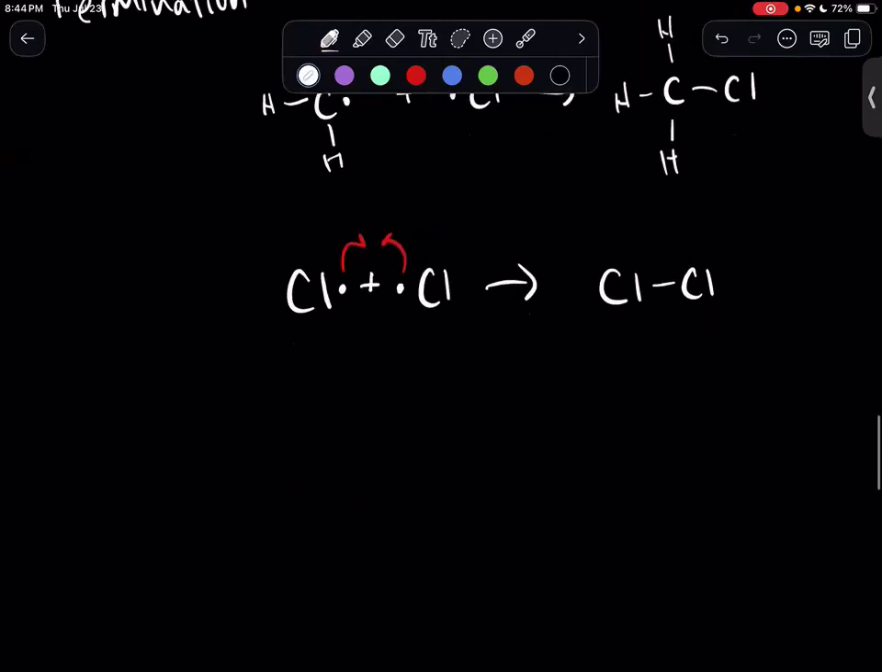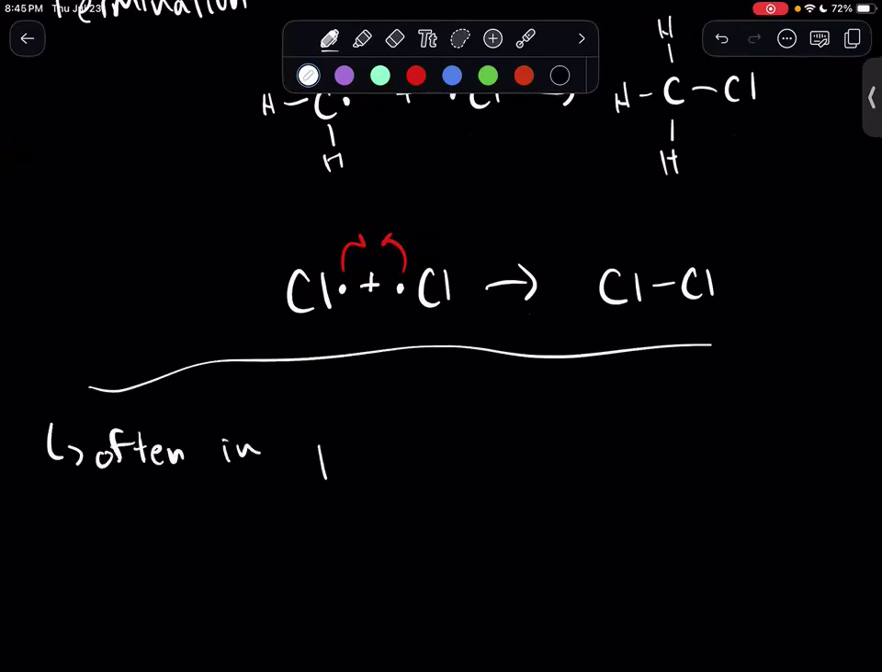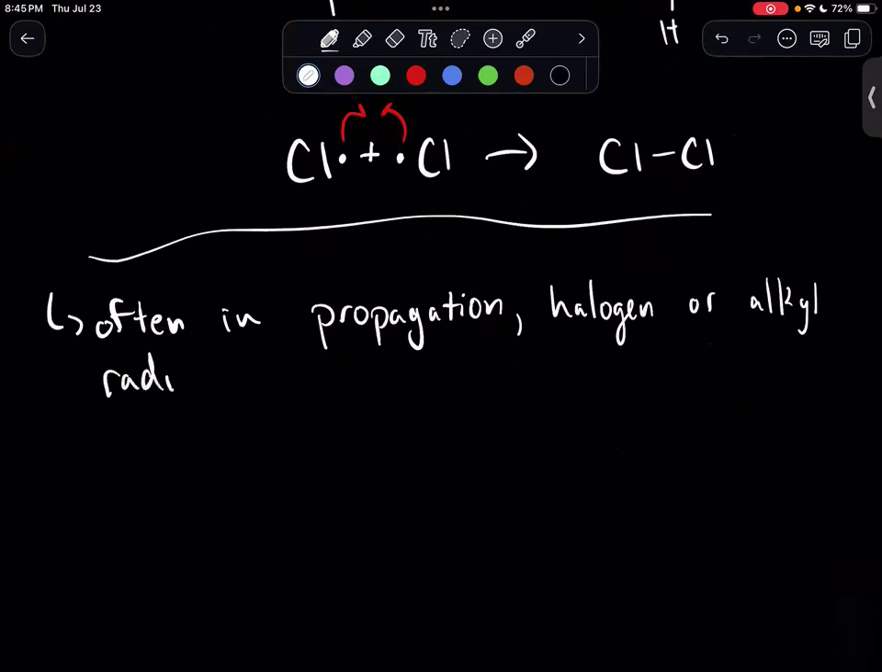Now, one thing you'll notice is that often in propagation, the one radical we pretty much never form is hydrogen. So we generally make halogen or alkyl radicals, not hydrogen. We don't do that one. Hydrogen as a radical is highly unstable. It will immediately dissipate, while these other radicals can move around and continue propagation further on.